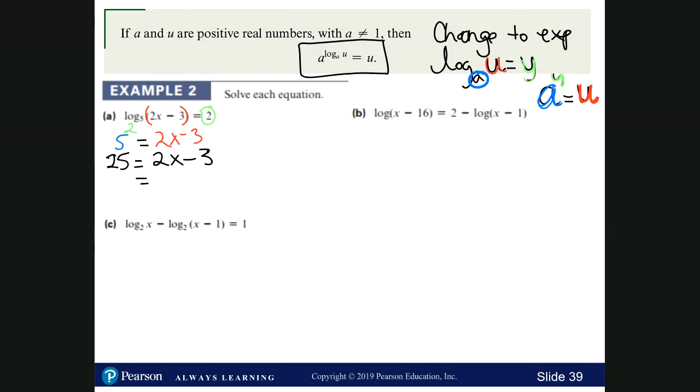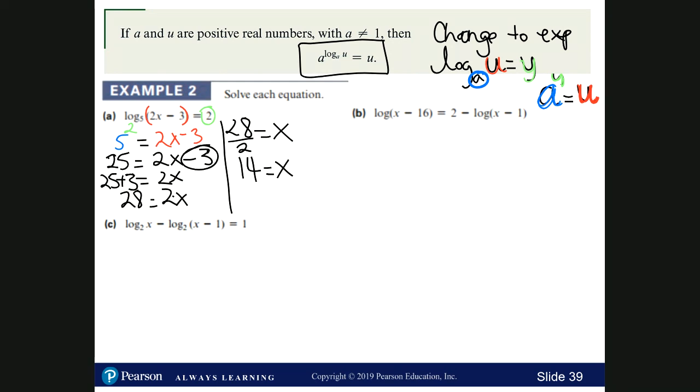So what I'm going to do is leave my 25 here, and I'm going to take this negative 3 across, which is subtracting from the 2x. On the other side, it's going to be doing the inverse operation, so adding 3. So 25 plus 3 is 28. That is equal to 2x. And the 2 is multiplying the x, so we need to use the inverse operation. So we need to divide the 28 by 2, and that will give me x is equal to 14. And that is the solution.